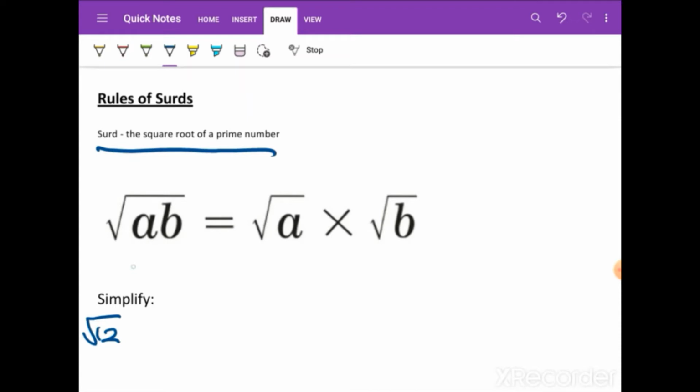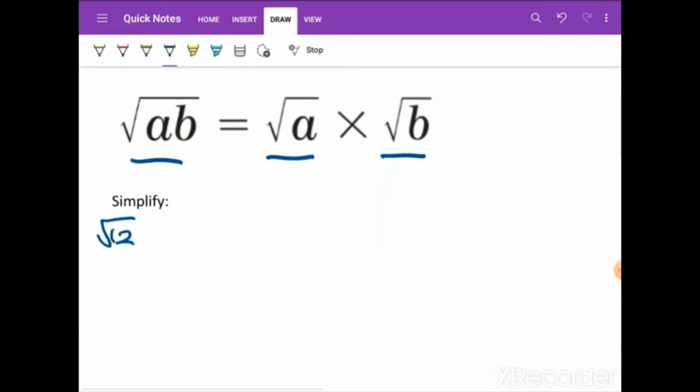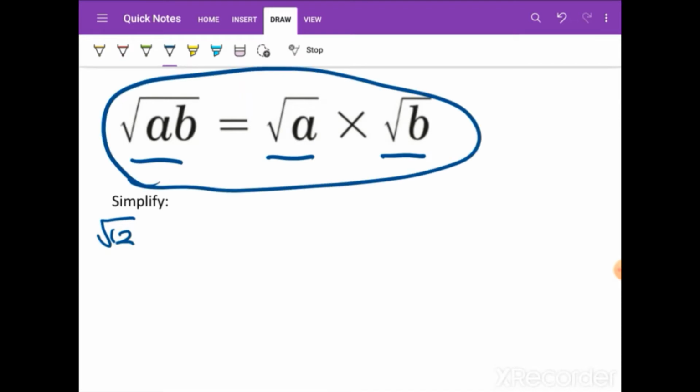The first is the square root of a times b equals the square root of a times the square root of b. In this question, we're asked to simplify the square root of 12, and we have to do so using this rule above here. In order to convert the square root of 12 into the form square root of a times b, we need to break down 12 into two factors, one of which is a square number.